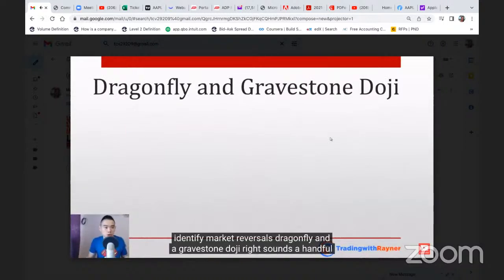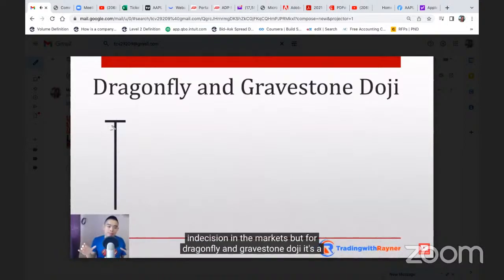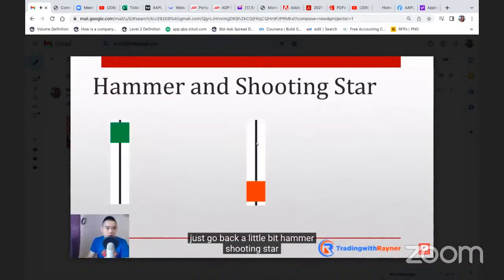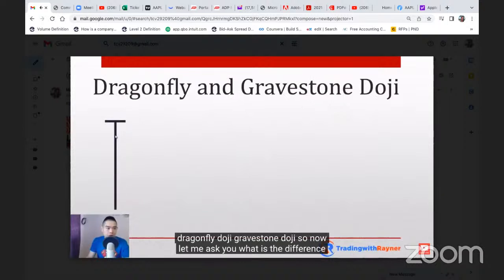Dragonfly and the gravestone doji. It sounds a handful, but really the pattern is very similar to the hammer and shooting star. The only difference is that a doji simply means indecision in the markets, but for dragonfly and gravestone doji, it's a sign of price rejection, because if you look at it, it's very similar to the hammer and shooting star that you've seen earlier. Let me just go back a little bit. Hammer, shooting star. Dragonfly doji, gravestone doji.